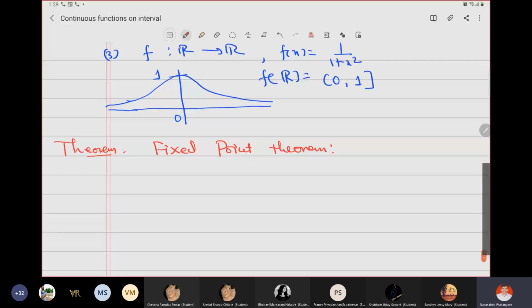So what is this fixed point? Suppose you have a ball, a football or whatever ball, and you put it in your hand and just rotate it. What happens? Do you observe that there is a point? There are 2 points actually, which are fixed.